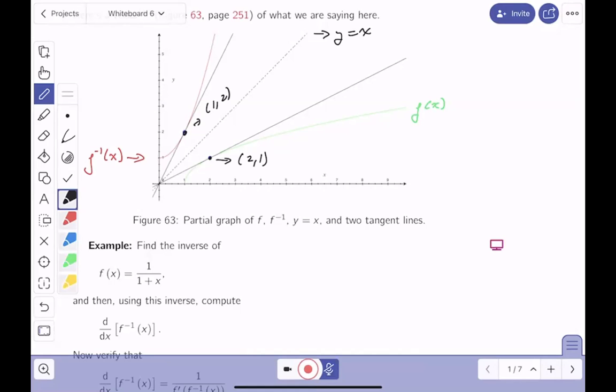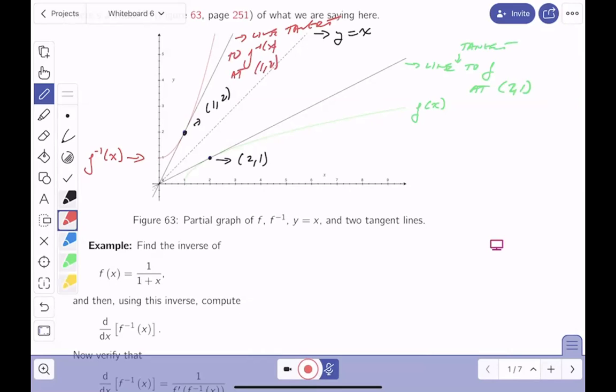Then what I noticed, I got other things. I got tangent lines, and I want to point out over here, this is the line tangent to f at the point 2, comma 1. And this line over here, in red, is the line tangent to f inverse at the point 1, 2.